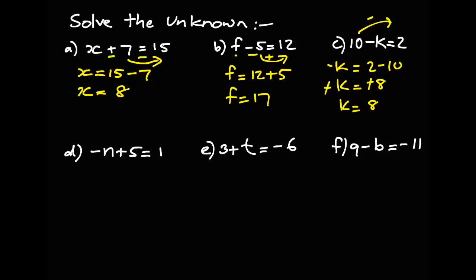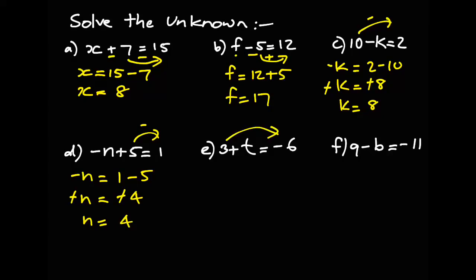Now for D, let's again take the 5 across. It's a positive 5, bring it over as a negative. So we've got negative n is equal to 1 minus 5. So negative n, you must not forget the negative, is equal to negative 4. And then again, divide both sides by negative 1, or just cancel the negatives on both sides. So n equals 4.